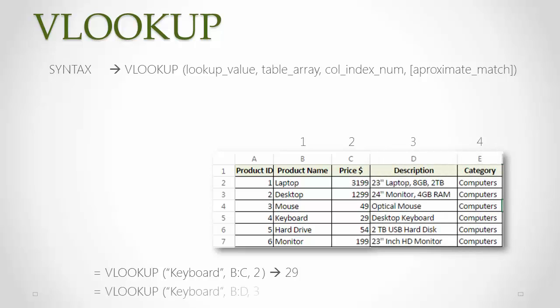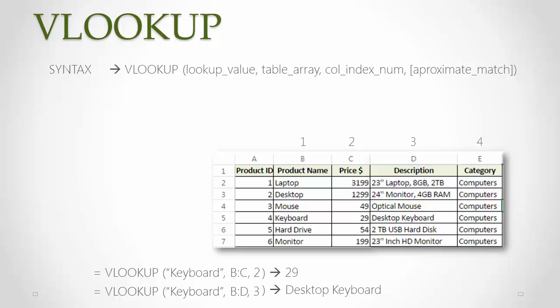We now have a description and category for each product. To get the description of keyboard, we would use the formula VLOOKUP, look for the word keyboard in the range B to D, and return the value from the third column.